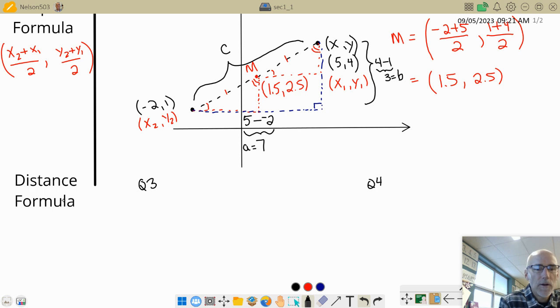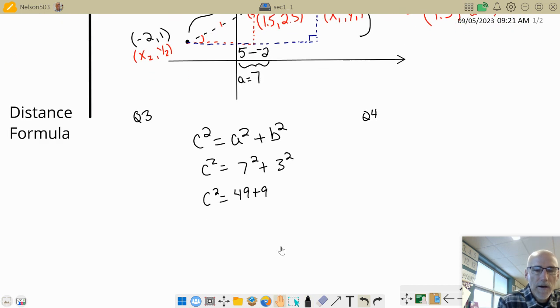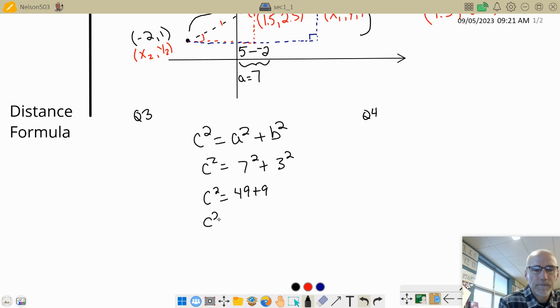And so what I'm going to do down here for this calculation is I'm going to go C squared is equal to A squared plus B squared. And my C squared is equal to 7 squared plus 3 squared, right? And then I've got to take it a little further here. C squared is equal to 49 plus 9, right? So 49 plus 9 gives me 58. So now we have C squared equals 58. And then we are going to take the square root of both sides, right? So square root of 58.